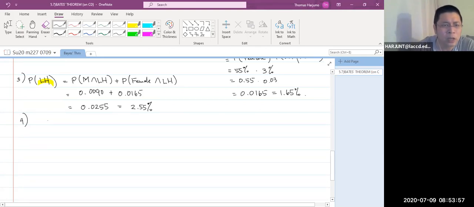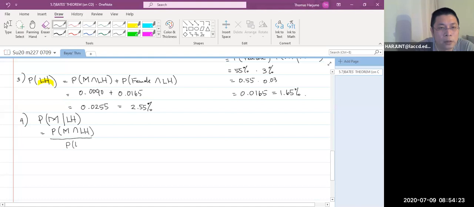Well, anyway, coming back here, number 4. Then the question is, given that the person is left-handed, what is the probability that the person is actually a male? Then, according to what we learned before, this is the probability of the intersection of male and left-handed over the probability of left-handed. Male and left-handed is 0.0090 over 0.0255.